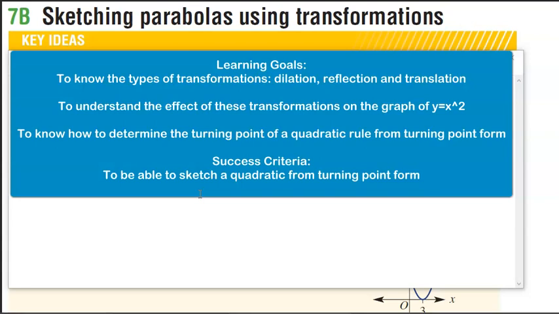Learning goals for this lesson are to know the types of transformations, which include dilation, reflection, and translation, to understand the effect of these transformations on the graph of y equals x squared, and to know how to determine the turning point of a quadratic from turning point form. The success criteria is to be able to sketch a quadratic from turning point form.